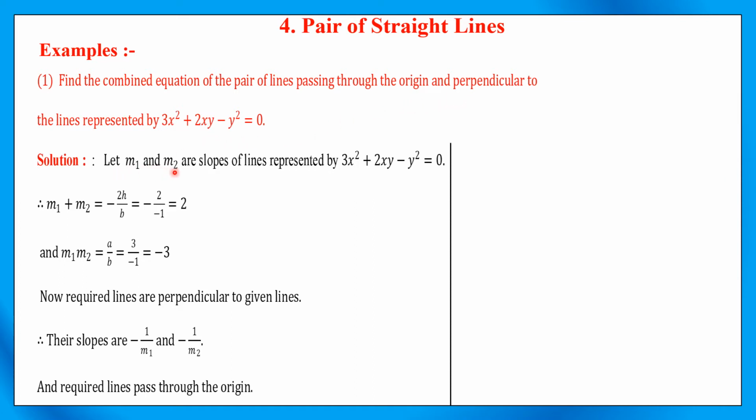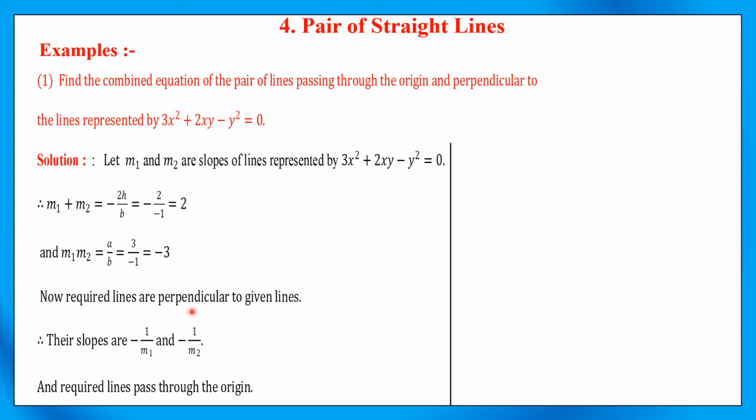Solution. Let m1 and m2 be the slopes represented by 3x square plus 2xy minus y square equal to 0. Comparing this equation with the standard equation, we get a equal to 3, 2h equal to 2 and b equal to minus 1. We know that the sum of the slopes, that is m1 plus m2 equal to minus 2h divided by b. Putting the values, minus 2 divided by minus 1 equal to 2. Also the product of the slopes, that is m1 multiplied by m2 equal to a divided by b equal to 3 divided by minus 1 equal to minus 3.